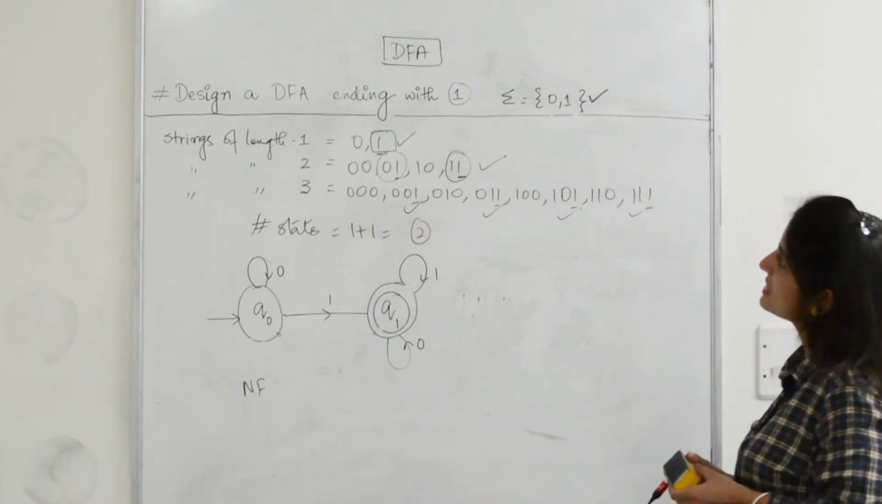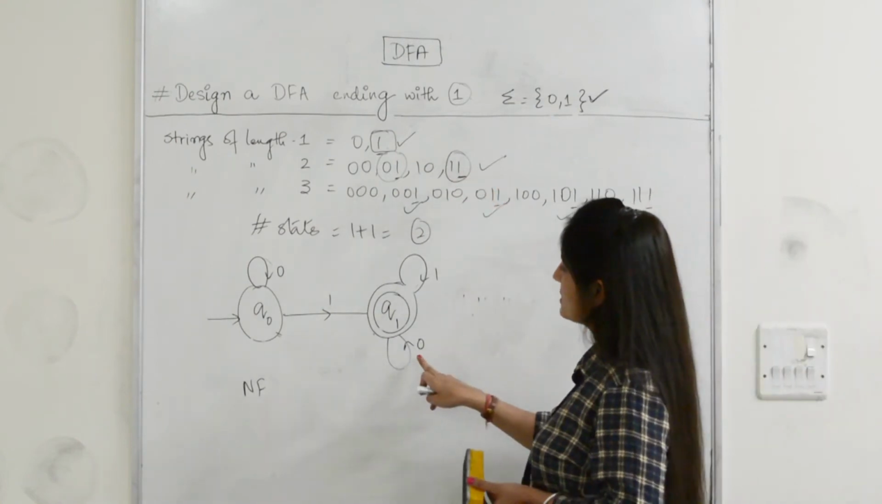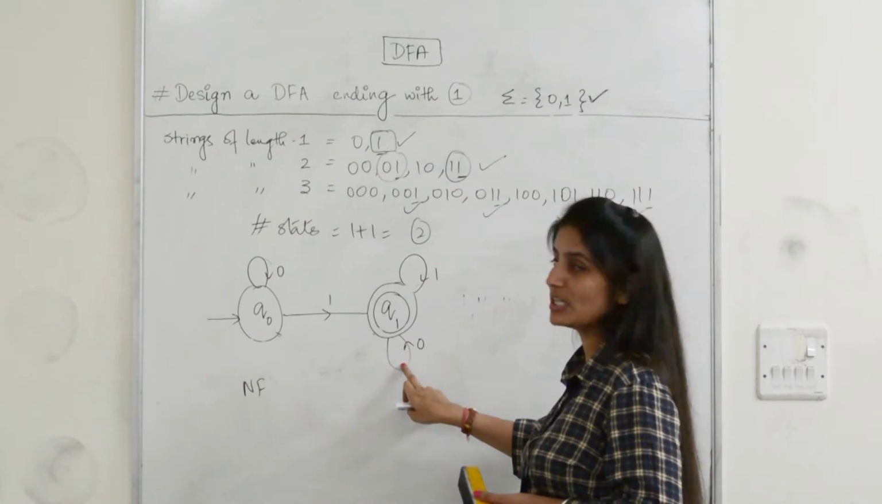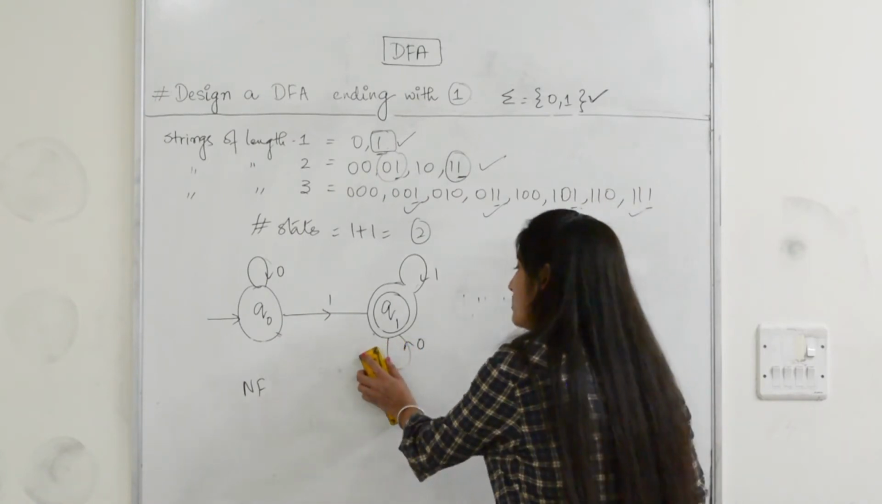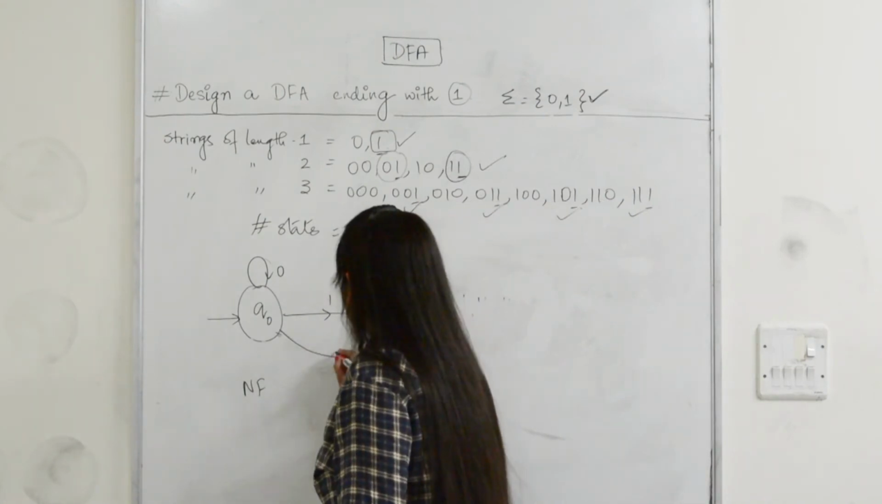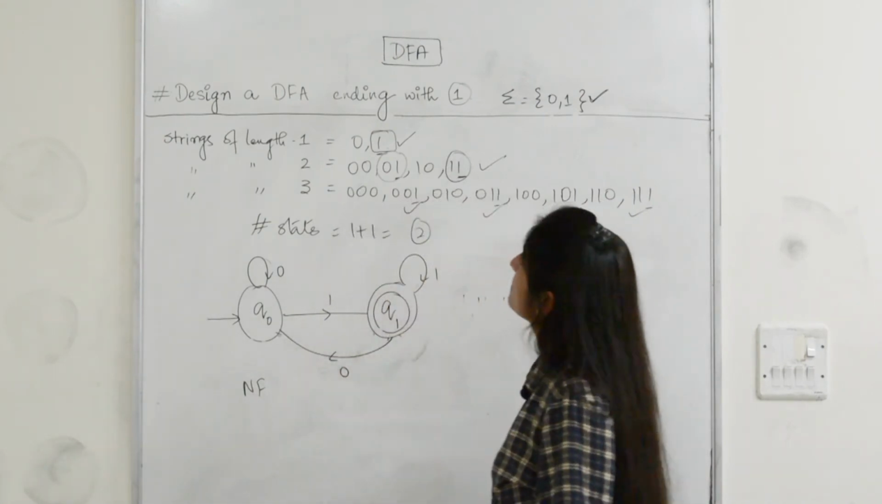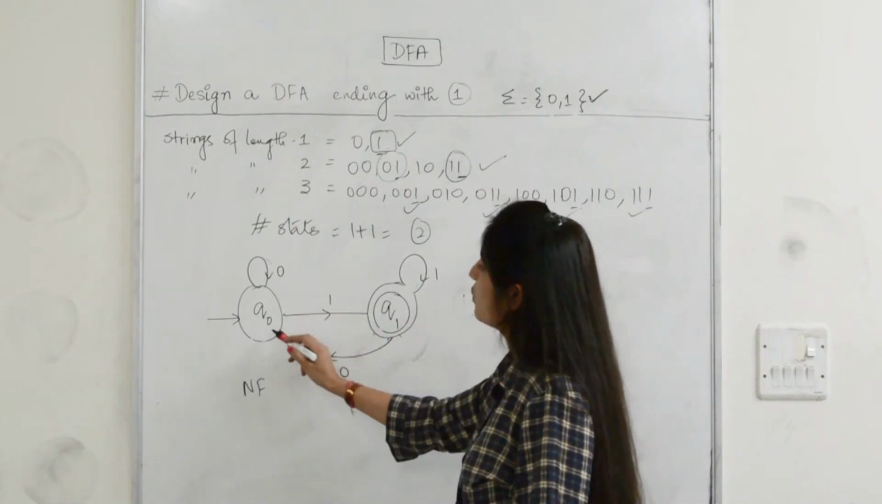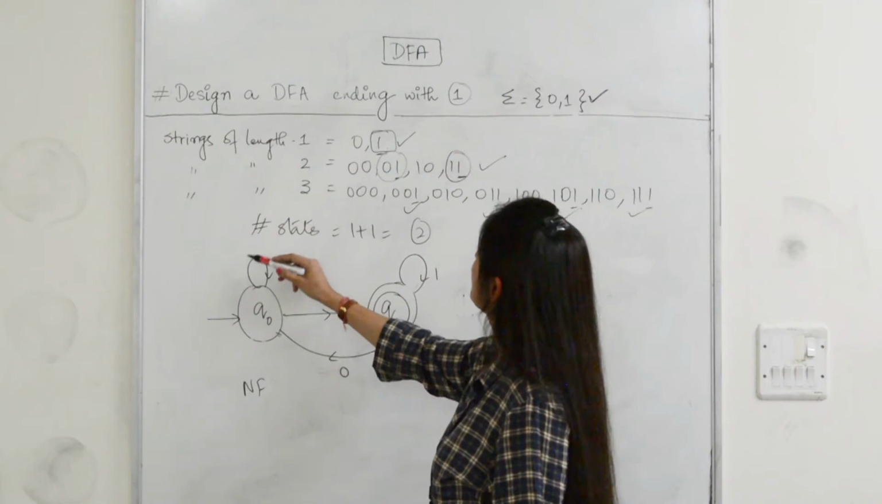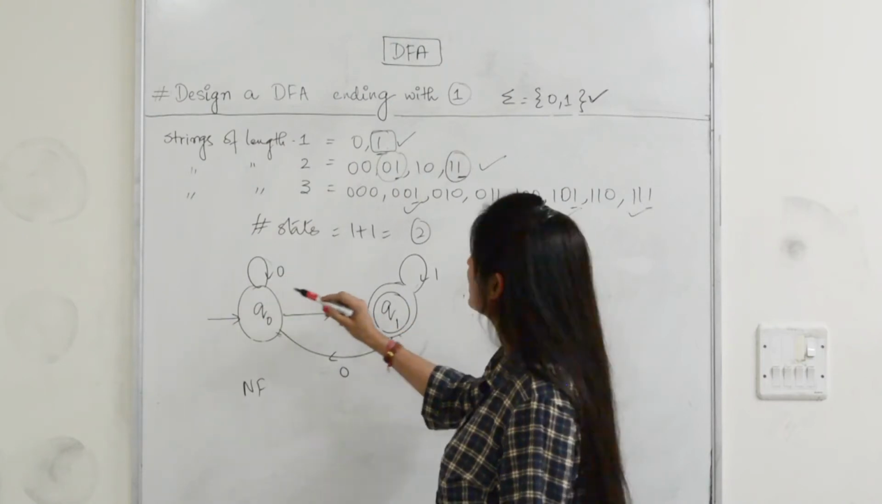Now we had made a mistake here, because if I talk about this 0, it is ending with 0. So it means this transition is wrong. So we have to make it the other way round and we'll make this transition this way. Now see, 1, 0 is not accepted. Now coming to 0, 0, 0, not accepted because it is ending on the non-final state.